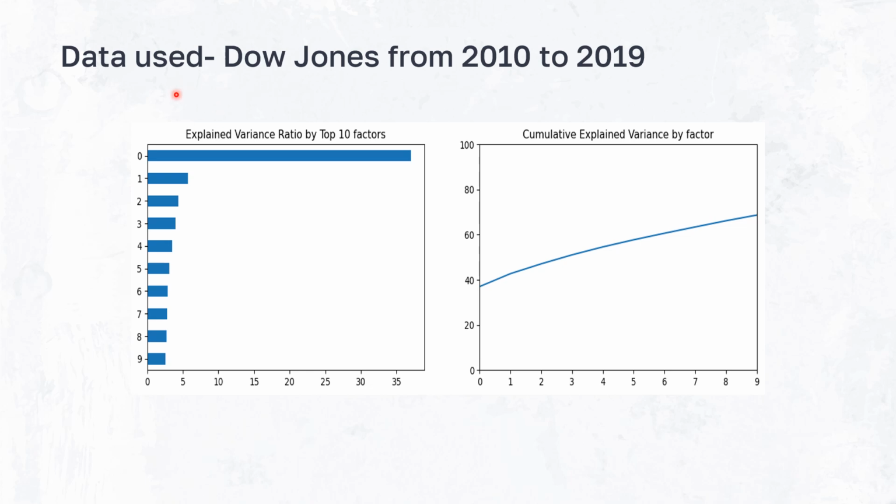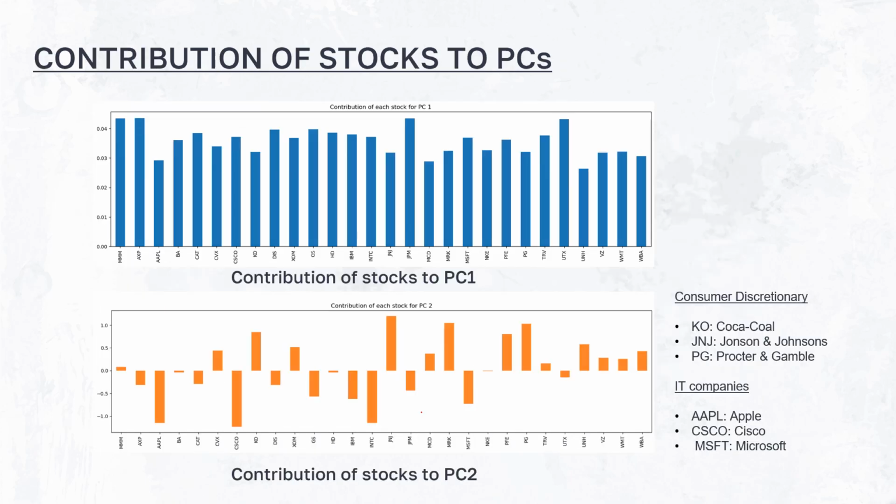We can see that PC1 explains around 37% of the variance in the data. PC1 explains the movement of the market as a whole rather than the movement that is caused due to individual stocks or sectors. The other PCs explain the movement in the Dow Jones index that is sector specific. Here, we analyze the contribution of stocks to the PCs. Since PC1 explains the market as a whole, all stocks in PC1 have relatively equal and positive contribution.